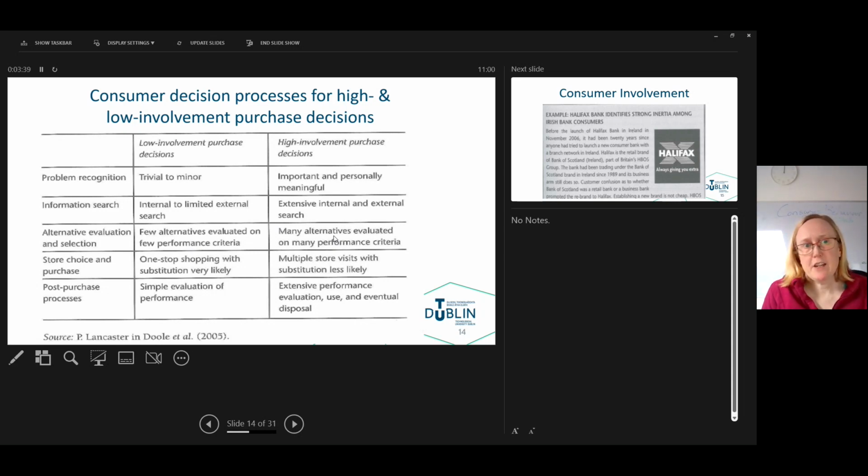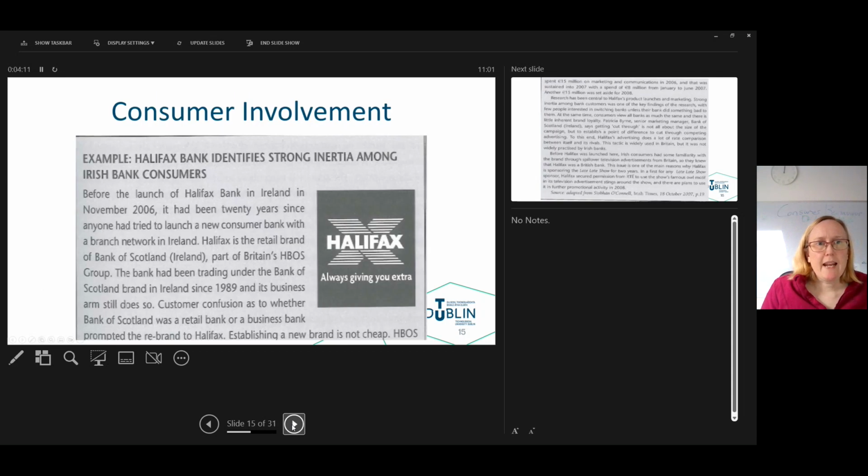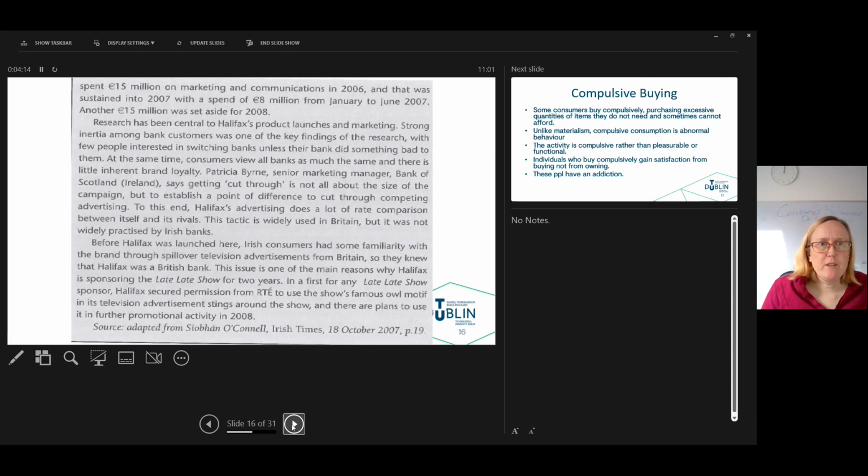And then the final stage, post-purchase processes. In the low involvement, it's a simple evaluation of performance. And then, as you might guess, the high involvement has extensive performance evaluation, use, and eventual disposal. Was it really hard to get rid of that mattress or whatever it is? And did that cause more headache than it was worth? So again, another case study, read those yourselves. That reinforces the involvement theory point.